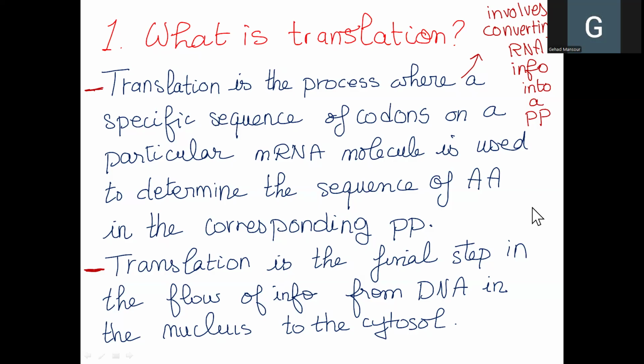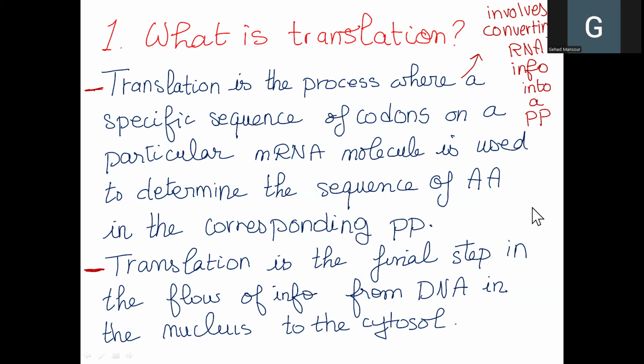So the slides are 100 slides. We'll not be covering all of them. I'll be doing my best to cover the most important ones. So it's important to know what translation is. It seems easy, but unfortunately, most of the time you give an incorrect definition of translation, transcription, and all these processes.